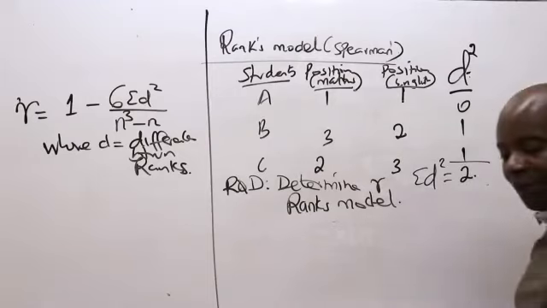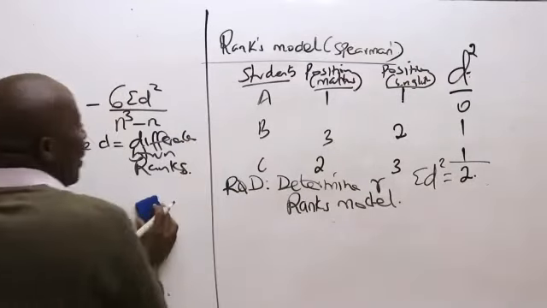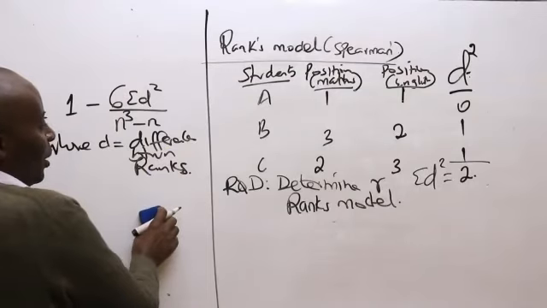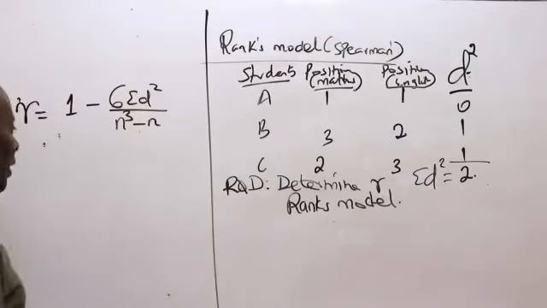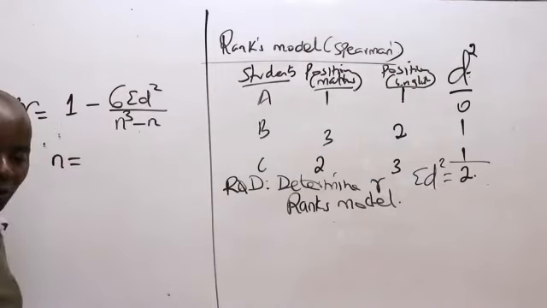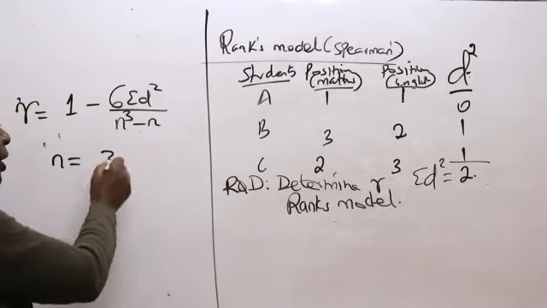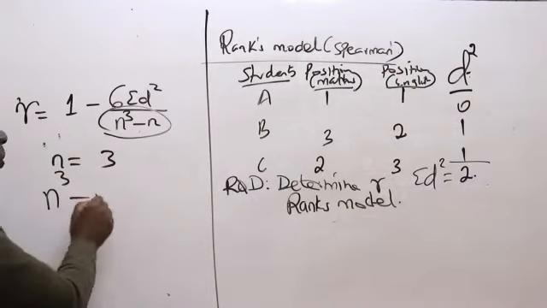From there, I'll be interested in N. N will be representing the number of students in this case. So this N being the number of students, how many do we have? 3.